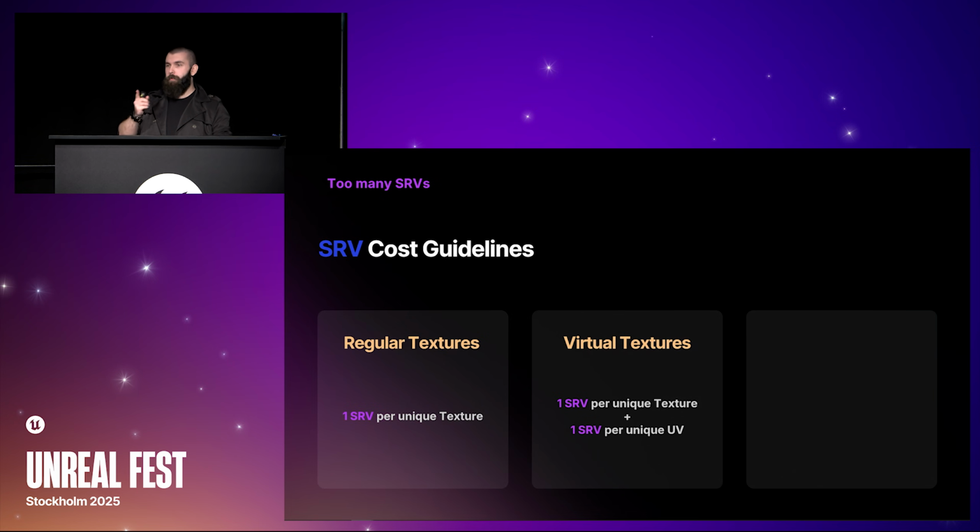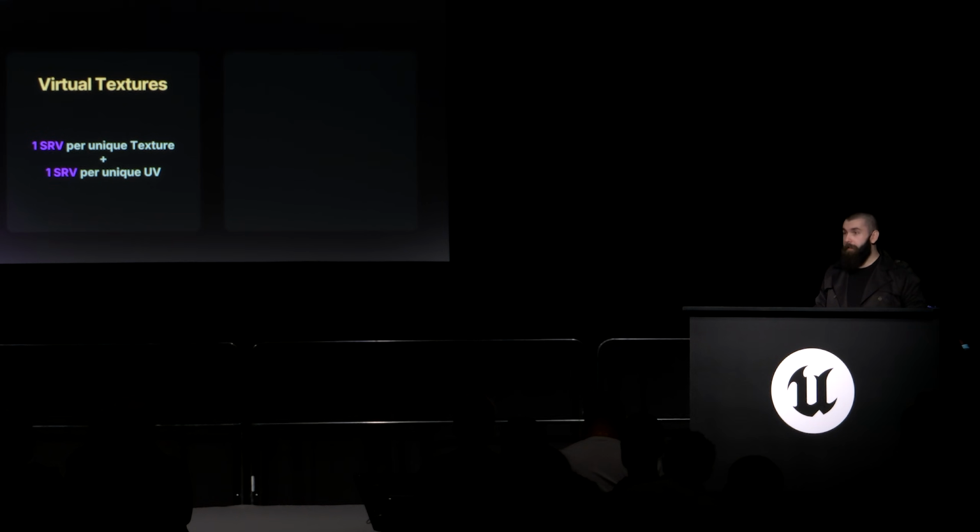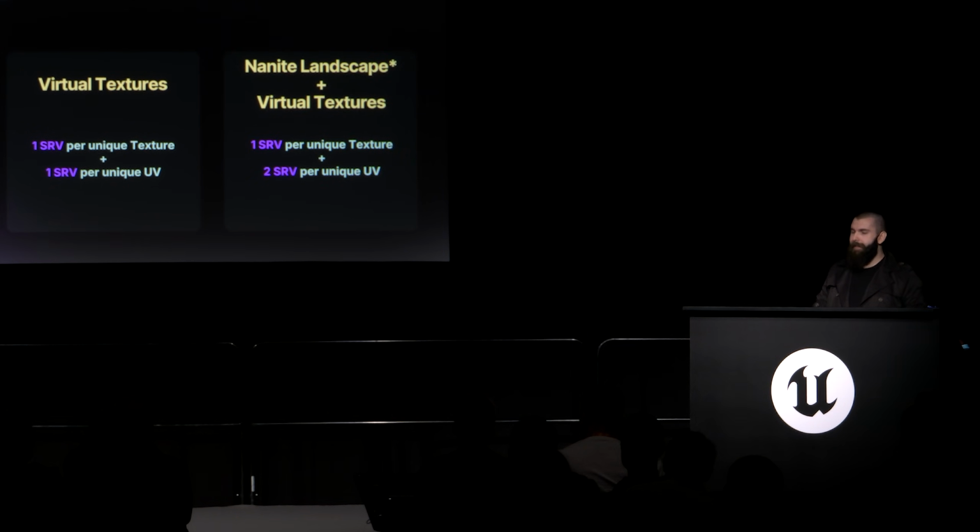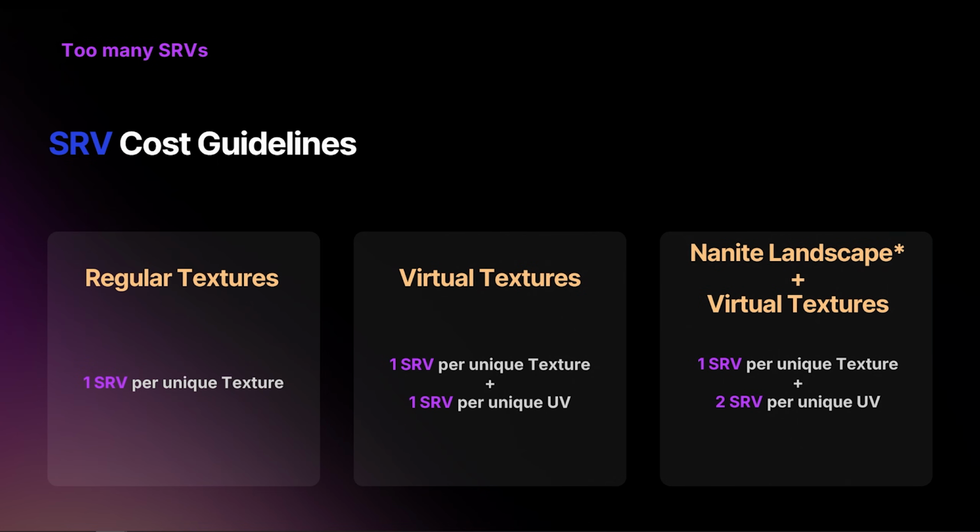So 3 SRVs for the 3 unique UVs and 1 SRV for the unique texture. And now there's a third case, which is a bit of an outlier. That is a Nanite landscape plus virtual textures. And that creates 1 SRV per unique texture. And note this, 2 SRVs per unique texture and not 1.